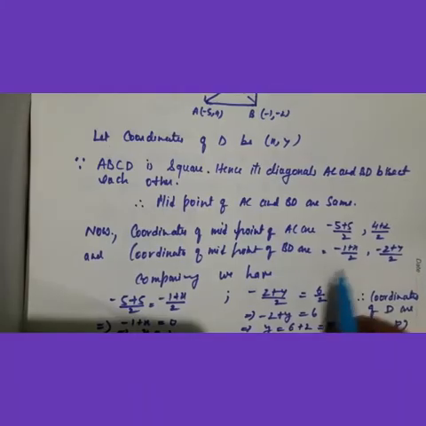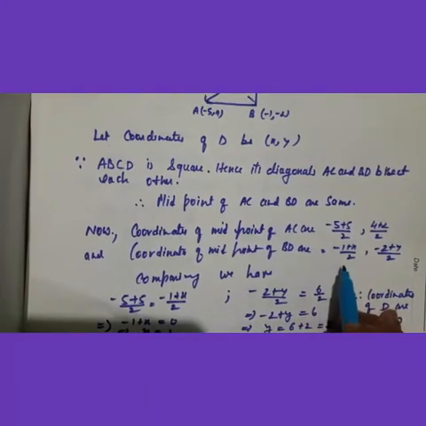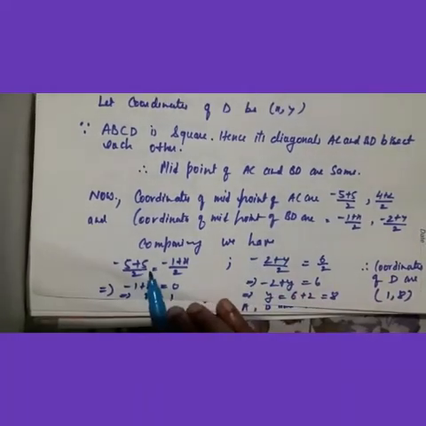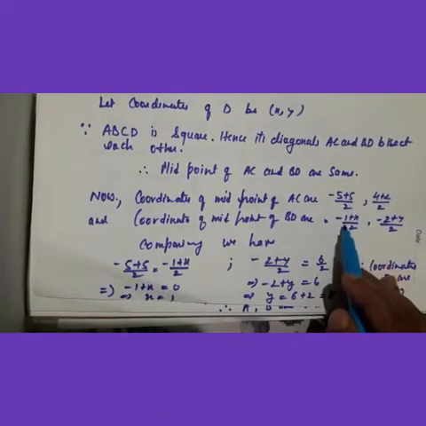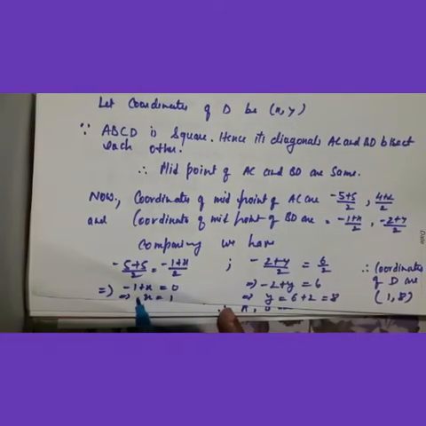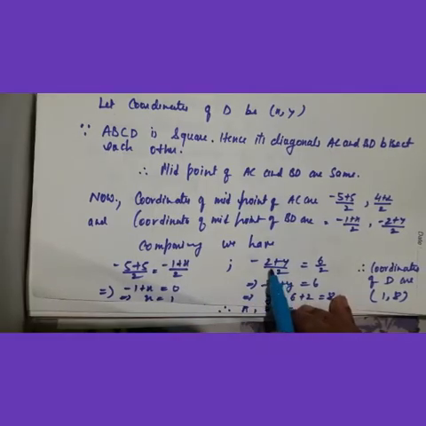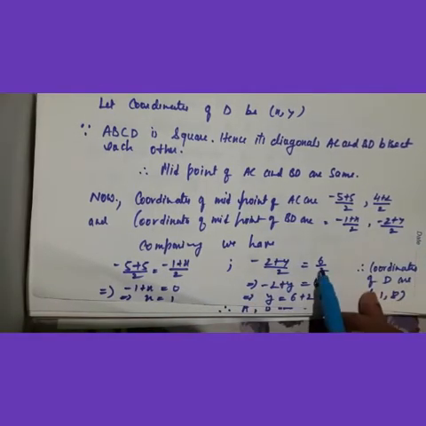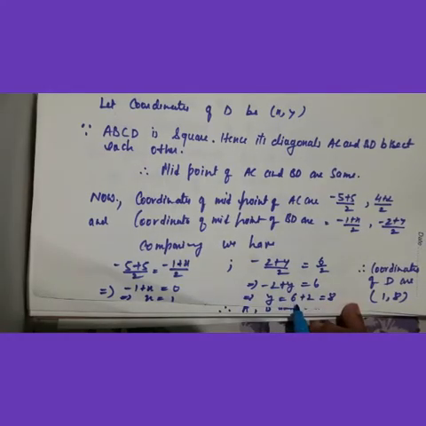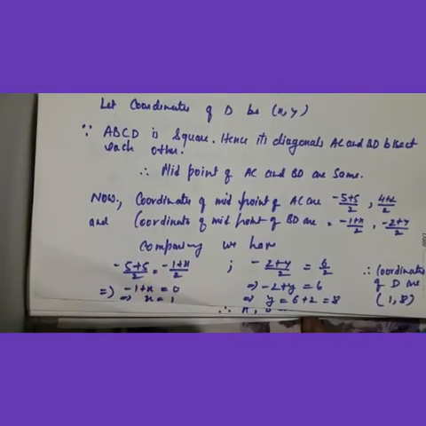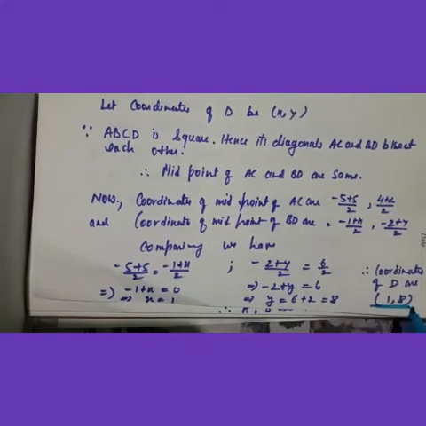Now on comparing them we get (-5 plus 5) by 2 is equal to (-1 plus x) by 2, that is -1 plus x is equal to 0, or x is equal to 1. Similarly for the y coordinate we have (-2 plus y) by 2 is equal to (4 plus 2) by 2, that is 6 by 2. So -2 plus y is equal to 6, that means y is equal to 6 plus 2, that is 8. Therefore the coordinates of D are (1, 8). This is your answer.